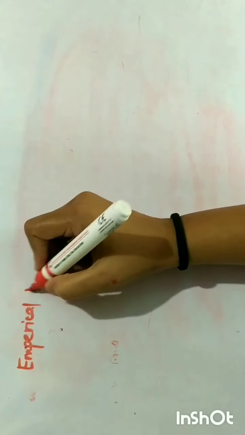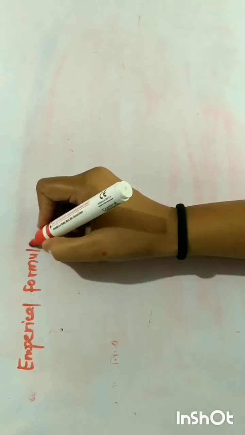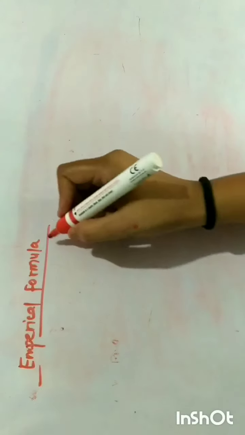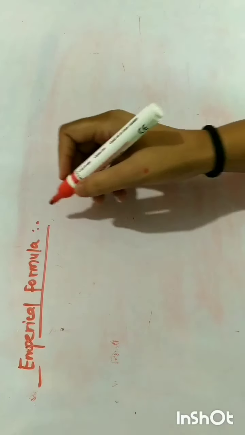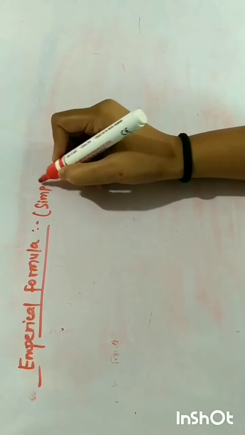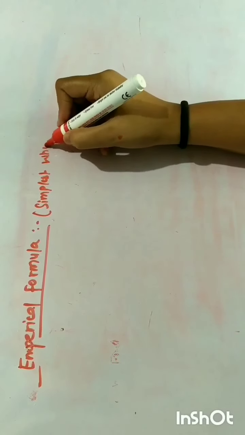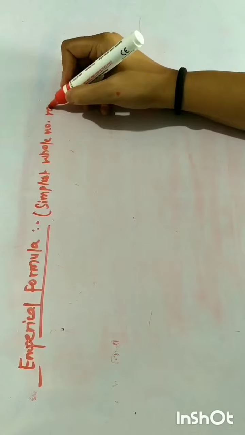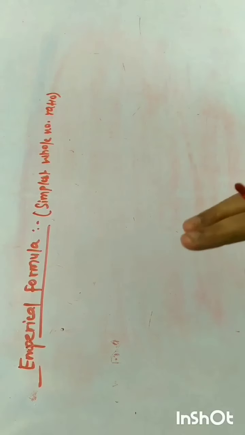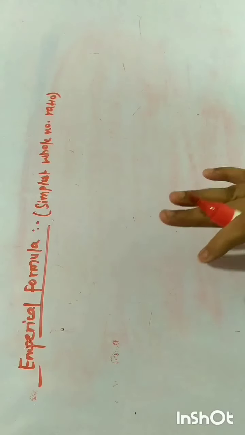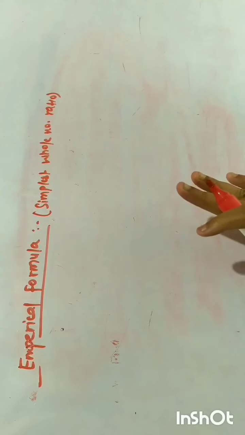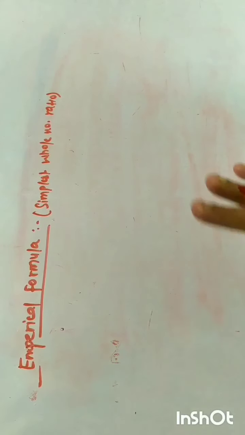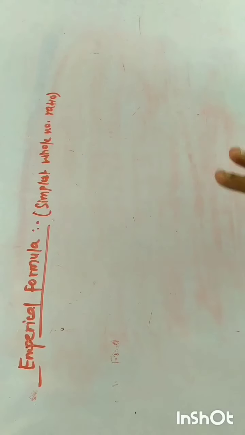The empirical formula of a compound expresses the simplest whole number ratio of atoms of various elements present in one molecule of the compound.